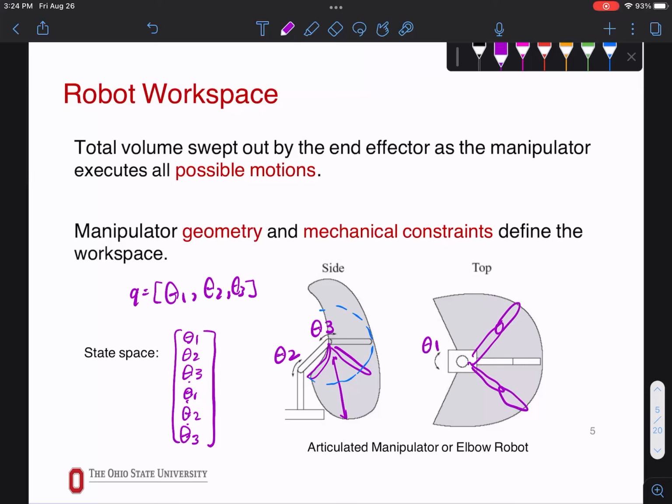Because the rotation is in a different one. That's why it has this weird shape.